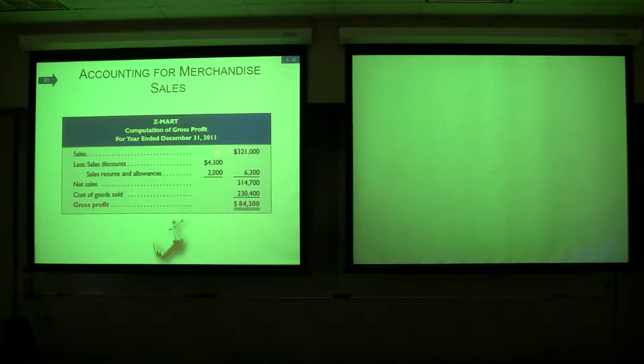And if you have sales minus sales discounts plus sales returns and allowances, it leads to net sales. Then you subtract cost of goods sold. Cost of goods sold is how much you paid for the goods. So you paid $230,400. You sold them to your customers for $321,000. That's the difference. And that made you mark them up $84,300. Does that sound good? All right.